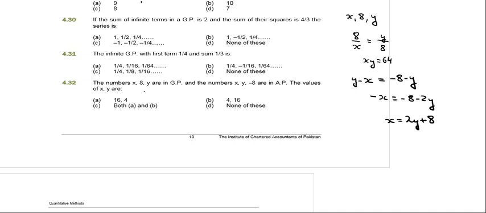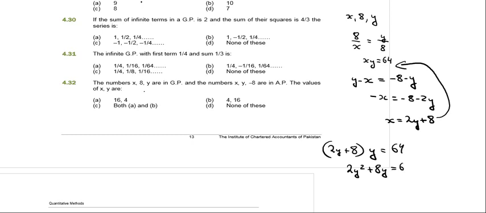Further, after these two things, we can substitute the second equation into the first. We will have 2y plus 8 into y equals 64. Now 2y square plus 8y is equal to 64. y square plus 4y is equal to 32.